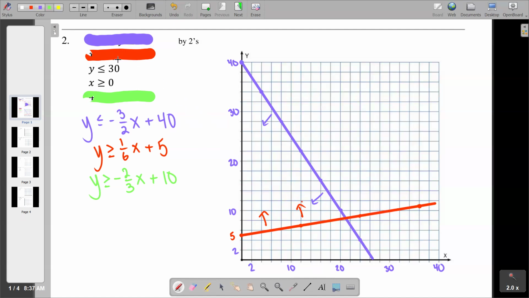And then the last one's going to start at up 10. And it has a slope down 2, right 3.